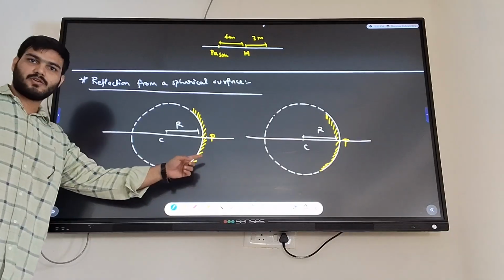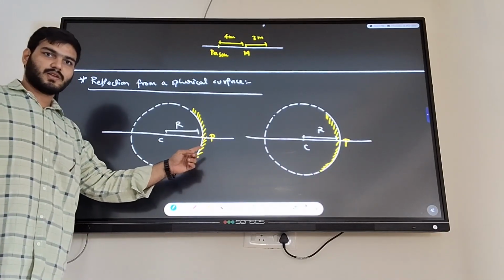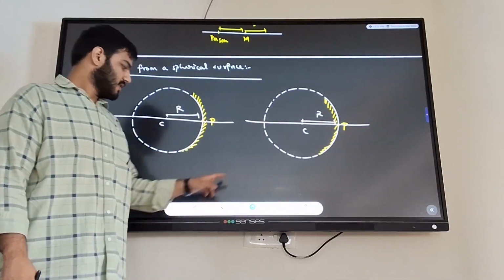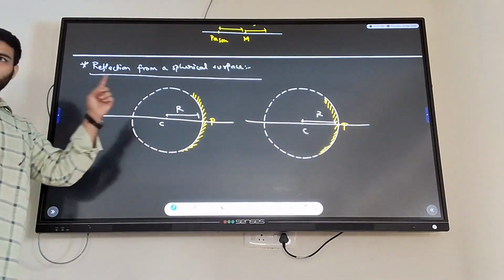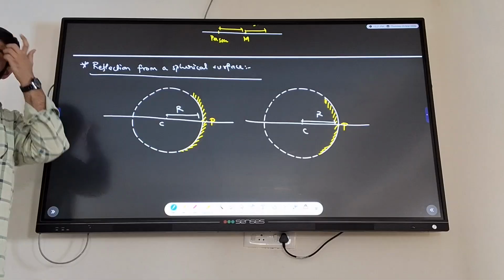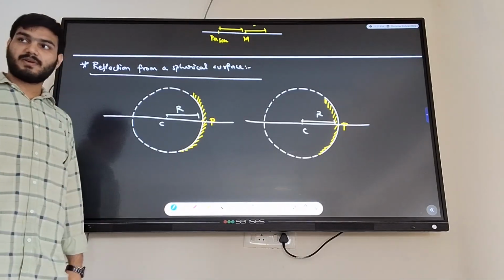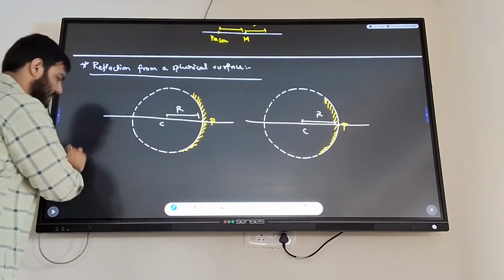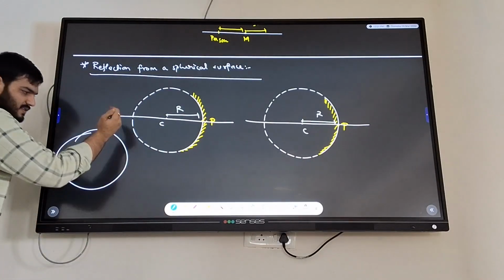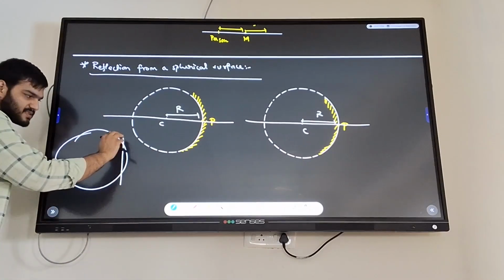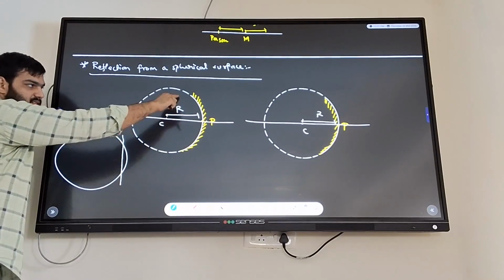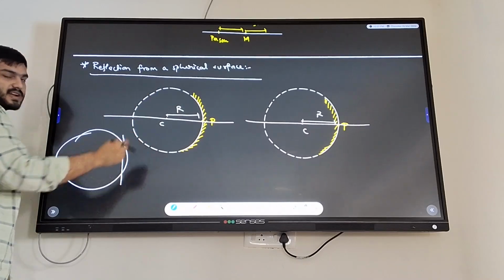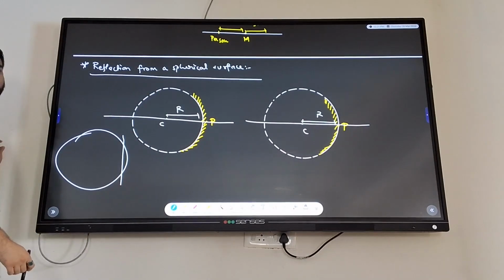What is this mirror called, by the way? Concave. What about this one? Convex. Good. Why did I make this dotted lines? Because the way in which we consider a concave or a convex mirror is you can imagine a football and then slice some part of it. That small part represents our convex or concave. So these dotted lines are just the imaginary extension.